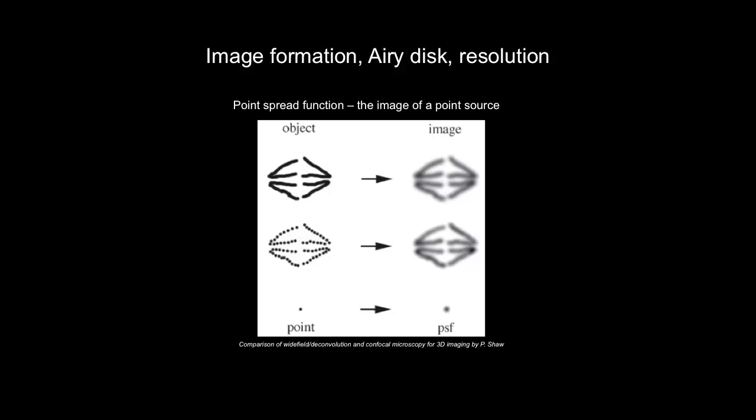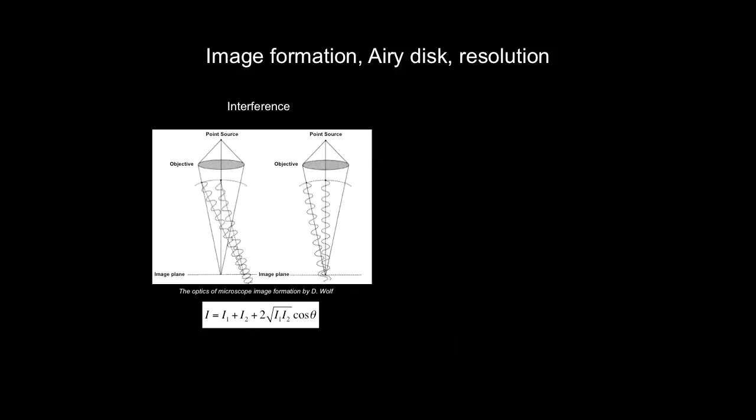So what's the image of a point source? One might think that a point source is imaged into a point, but I'm sure all of you know that's not the case. In fact, a point source is imaged into the image of a point source. It's a blurred point that's called the point spread function. So why is it a blurred point?